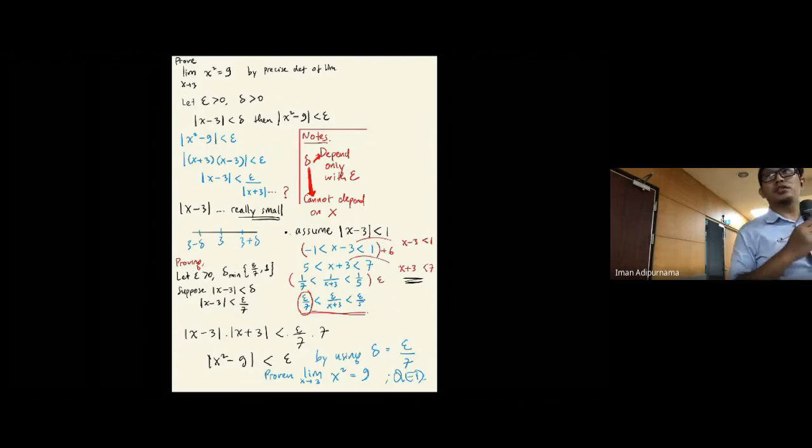Okay, I want to continue to one more session. Continuity is not too difficult because I think most of you quite understand what continuity means.